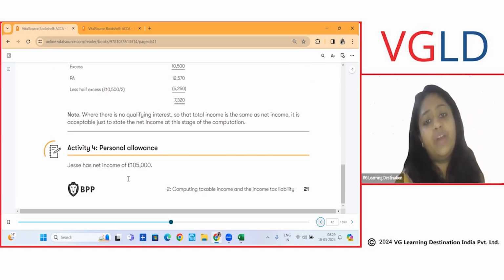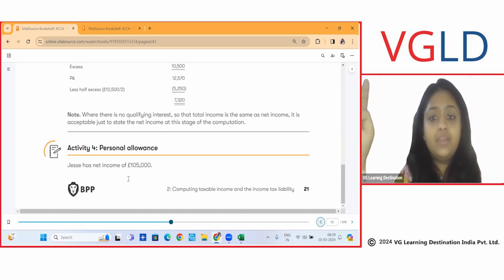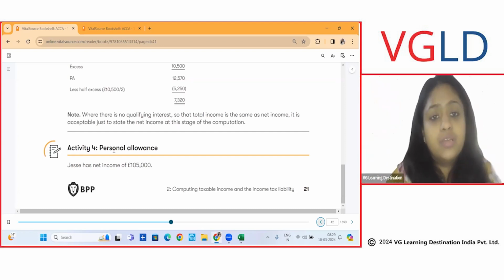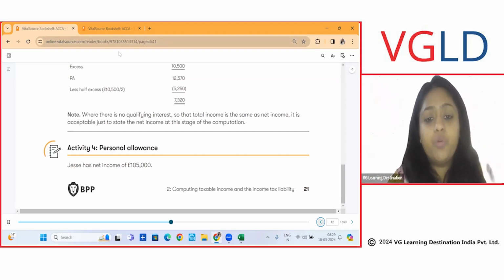Net income is 1,05,000. Just remember the steps. Calculate ANI. Take the excess over 1 lakh. Third step, take 50% of the excess. Reduce that amount from your PA amount of 12,570. The balance amount is the tapered amount. Type it in the chat box, all of you, quickly.